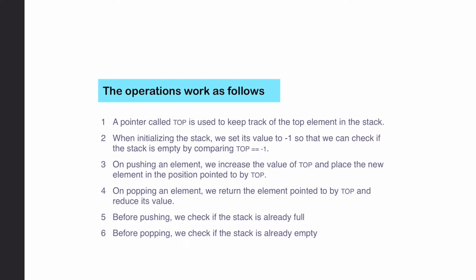The first line says a pointer called top. Don't worry about the pointer. This is not the pointer in C. Yes, we have to talk about pointers at some point when we talk about the linked list, but for now you are free of that. This pointer is basically an integer, a variable of type integer. Let's have a look at this. A pointer called top is used to keep track of the top element in the stack. I can understand what is going on here. It is saying that we have a pointer named top, and this top is going to track the topmost element in my stack.